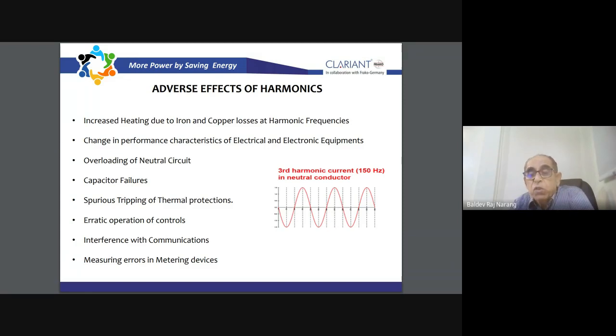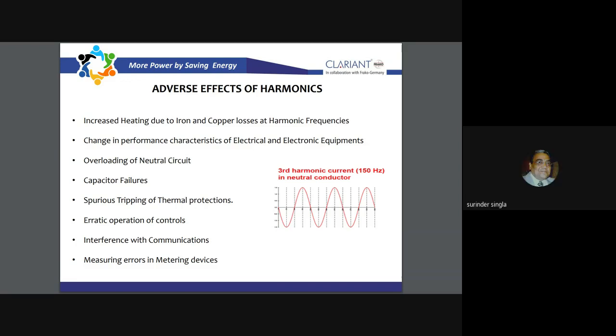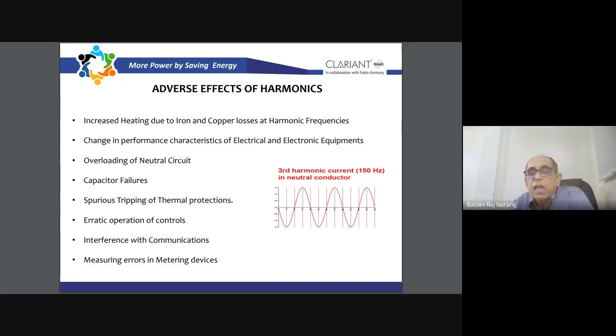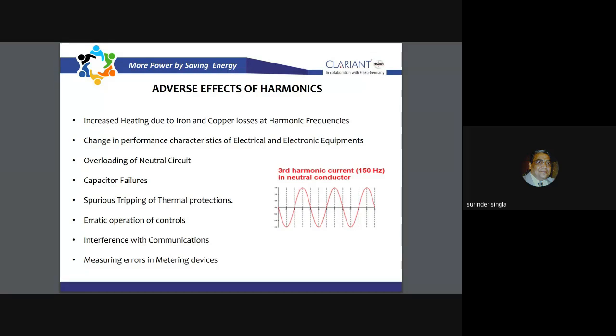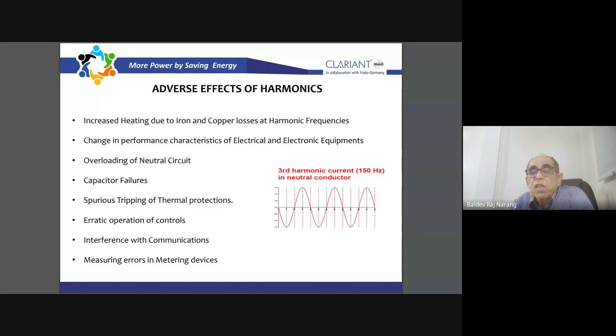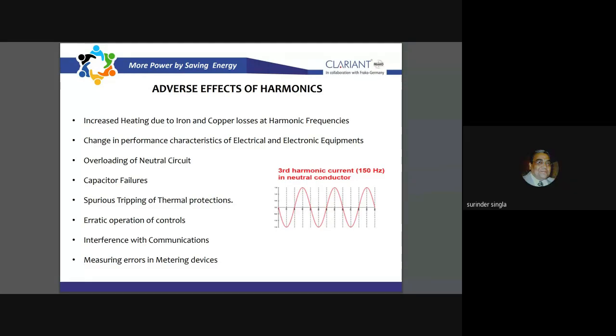The problem is the neutral to earth voltage is because of the third harmonic, the unbalanced load only. Unbalanced load only. But directly it is not linked with that. It is directly linked with harmonics. What I am asking is, is there any correlation between unbalancing and the third harmonic, current harmonic?